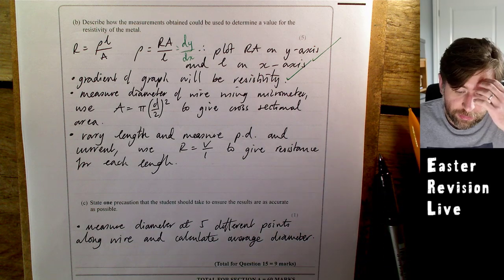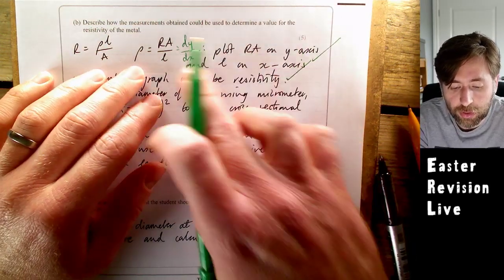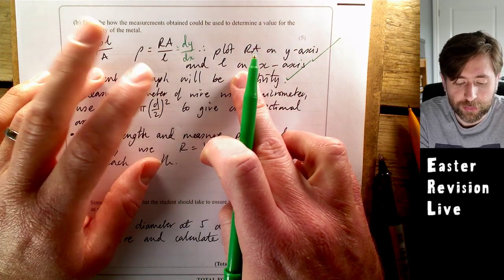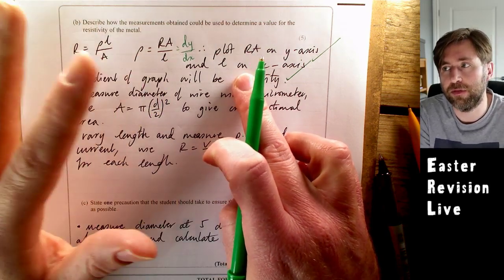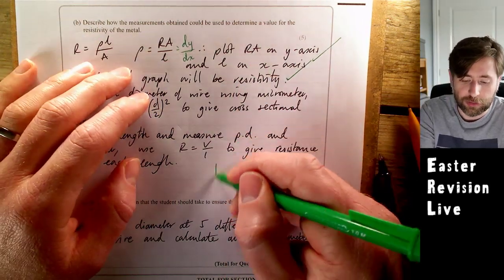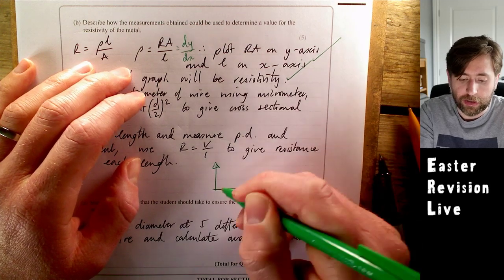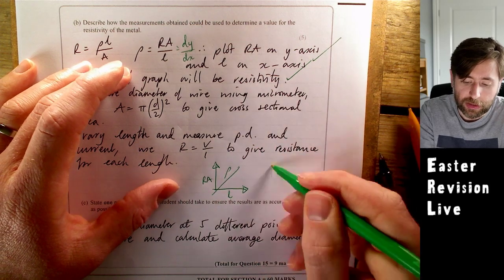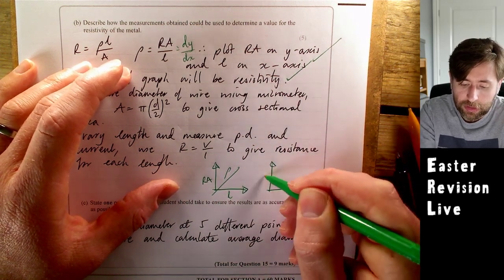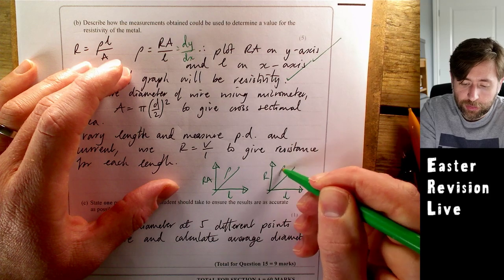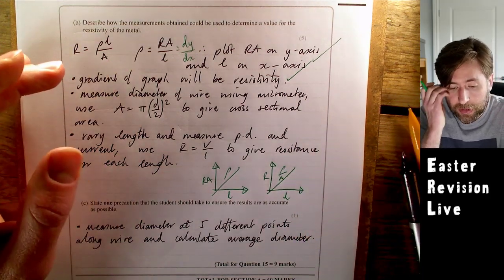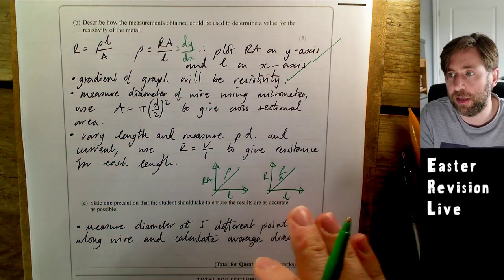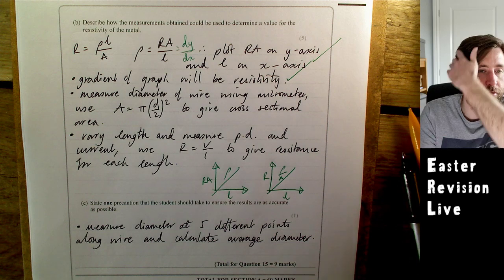Now there are different ways of doing this. You could plot R and L on y and x, but then your gradient would be rho over A. So I find that ugly. I like to make sure when I plot my graphs that the gradient is whatever we are trying to calculate. So if you did R and L, then your gradient would be rho over A, and you'd need to multiply the gradient by A to give you rho. It's valid. You can write that in there if you like, but it's the same thing.